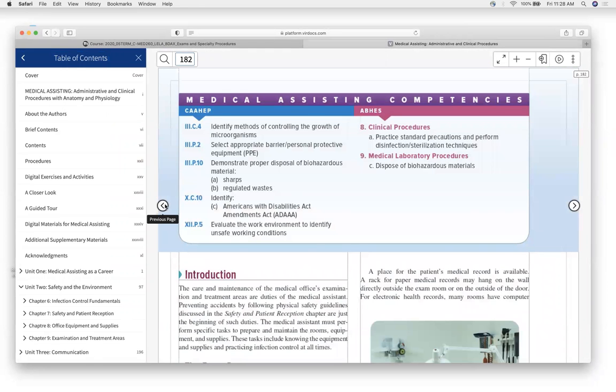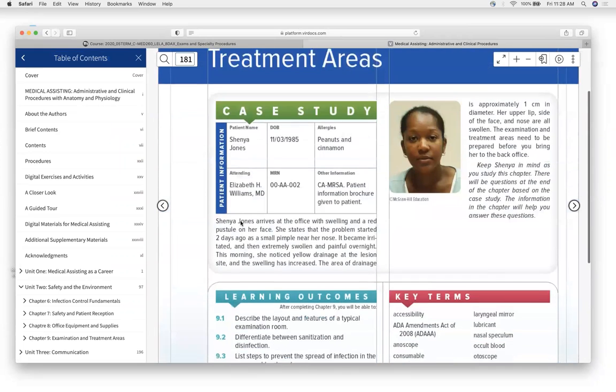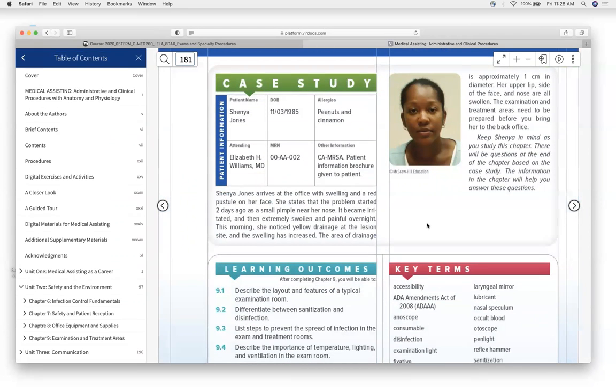Let's go over the case just to make sure, because you're responsible for all cases in every chapter that we talked about. Let's talk about Miss Jones, a graduate student. She came to the office with a swelling and a red pustule on her face. She states that the problem started 2 days prior to consultation with a small pimple near her nose. It became irritated and extremely swollen and painful overnight. And you see how it's reverse chronological. This morning, she noticed yellow drainage at the lesion site, and the swelling was increased.